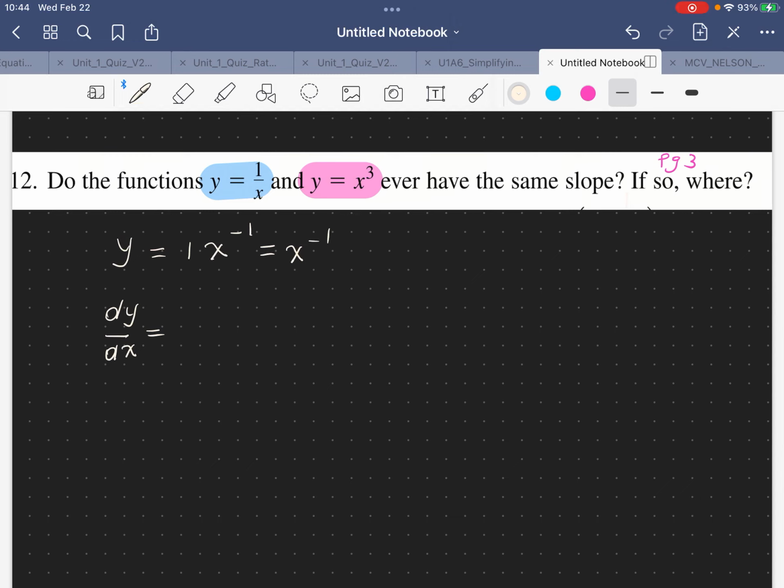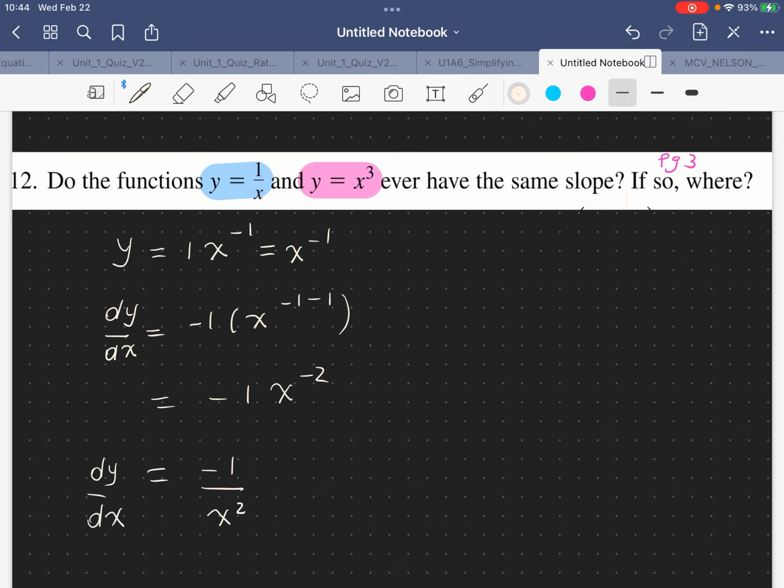So dy dx will be negative 1 x to the power of negative 1 minus 1, or even better, negative 1 x to the power of negative 2. So the derivative is negative 1 over x squared. That's the derivative, dy dx, for the first function.